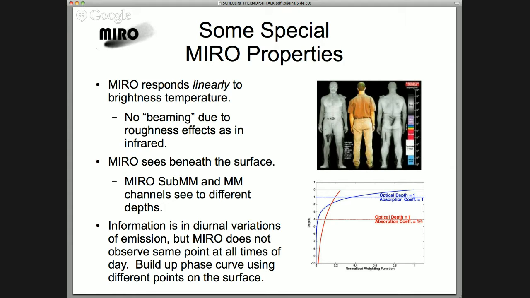Now, our information in this data is in the diurnal variations of the emission. But one of the features of MIRO is that we don't sit and look at one spot and measure a whole diurnal phase curve. We have to build that up by looking at basically similar spots at different times of day and then try to do our fitting. And I'll show you how that works.